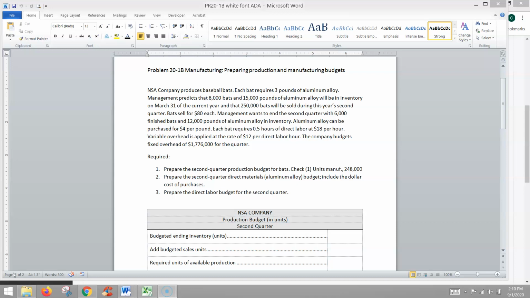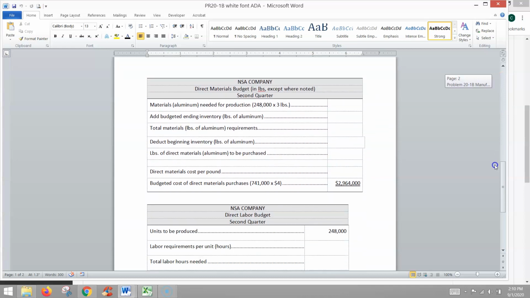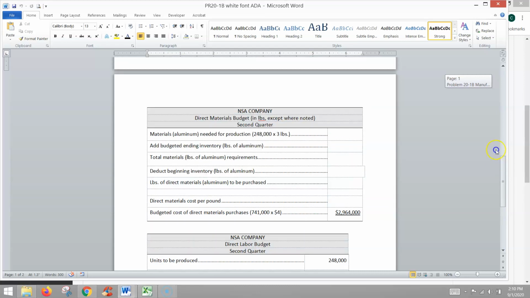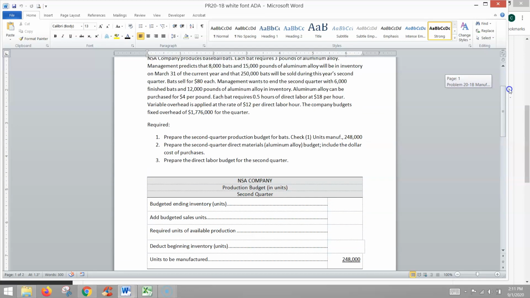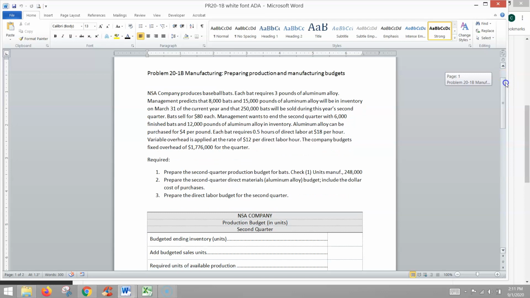So the requirement is to prepare the second quarter production budget for bats, prepare the second quarter direct materials budget, include the dollar cost of purchases, and third, to prepare the direct labor budget for the second quarter. We're going to do these in the order that it says because you need to know what you're going to produce, so you need your production budget to be able to determine your direct materials budget and your direct labor budget. So it has the template already in the problem. So we're basically going to be gathering this information from the information in the problem that's given to us.